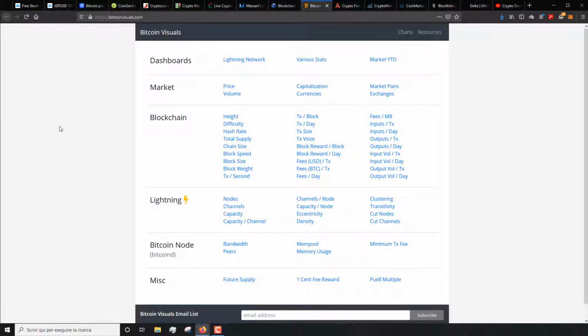Then we have Bitcoin Visuals. That's an interesting website. Basically here you have information that you also had on blockchain.com, but you have a couple more pieces of information, like you can see the median fee cost per transaction, the hash rate, and see how the network is doing from a technical perspective and stuff like that.